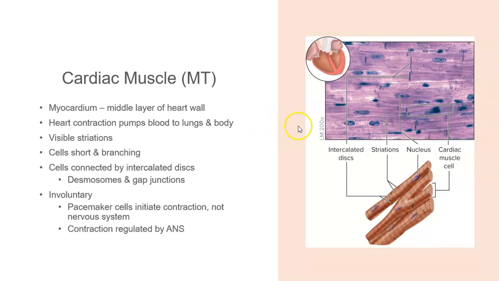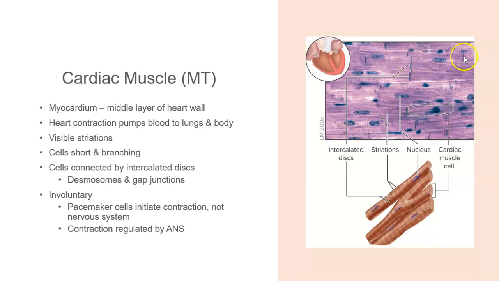Your cardiac muscle is found in the myocardium. Myo refers to muscle. Cardi, of course, means heart. So this is the middle layer of the heart wall. When your heart muscle contracts, it pushes blood through the heart and out of the heart so that it's distributed throughout your body. There are also striations. If you look closely, you can see them there. The cells are a bit shorter and they branch. Now, they're connected by something called intercalated discs.